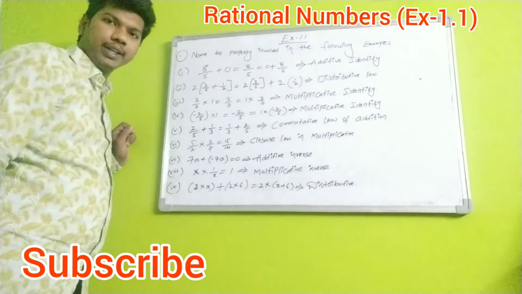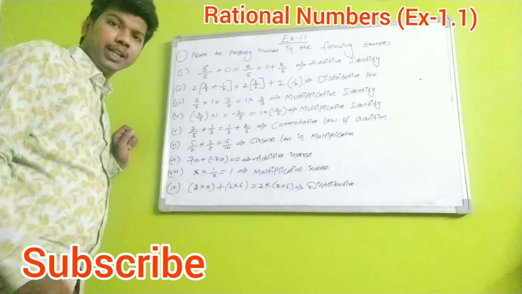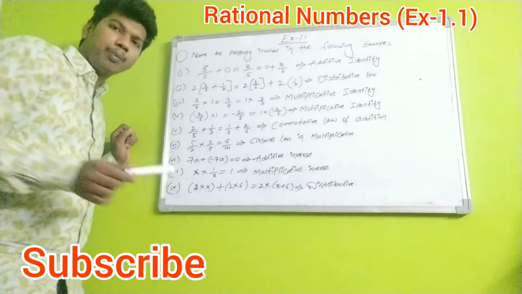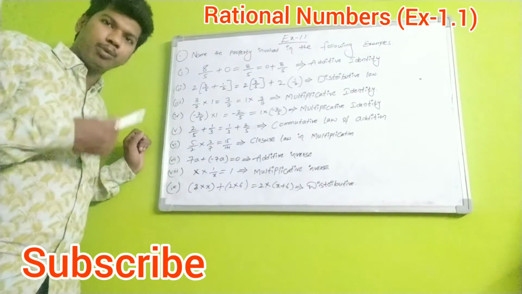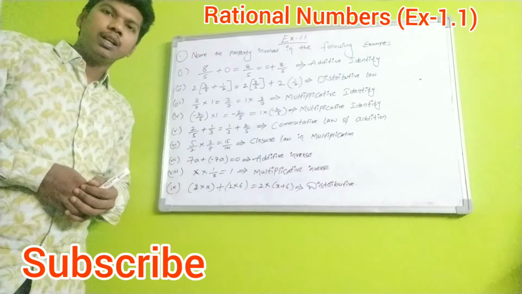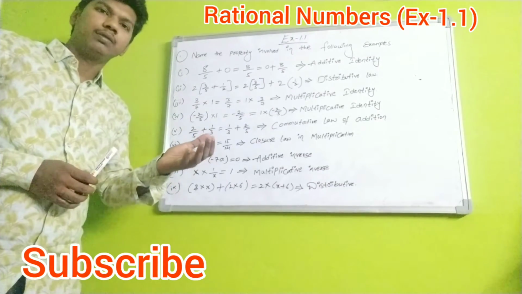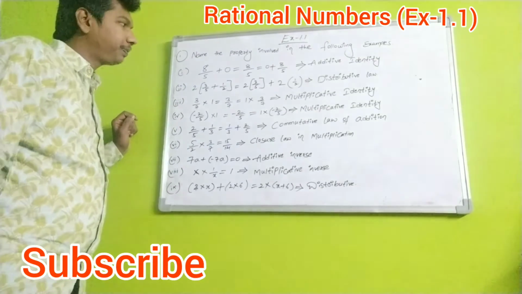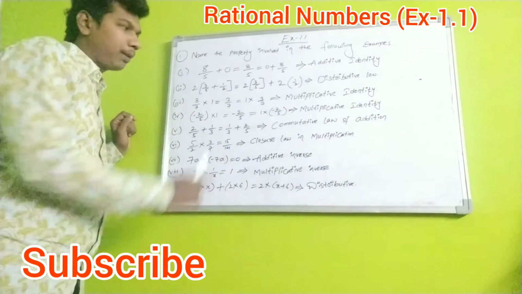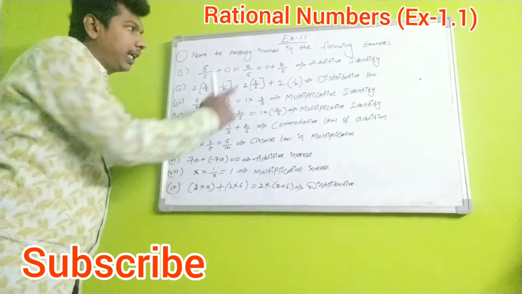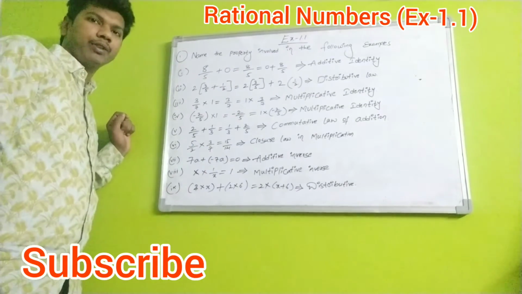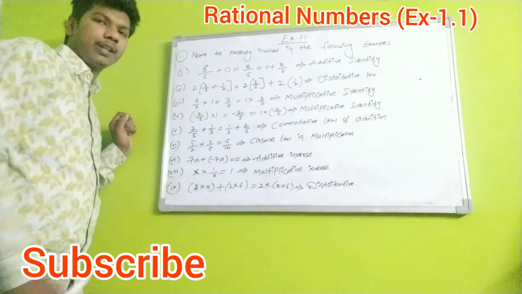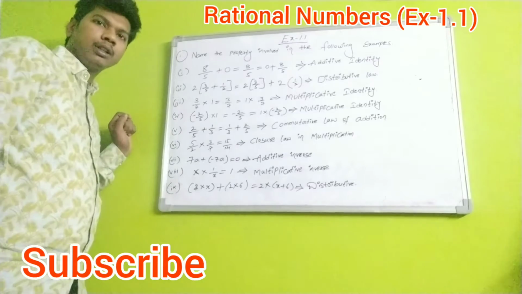Question number 1 is, name the property involved in the following examples. Here some properties are given. By seeing those, we have to identify which identity, which property, the problem is. Simple. First bit, 8 by 5 plus 0 is equal to 8 by 5 is equal to 0 plus 8 by 5. This is the form of identity, additive identity.